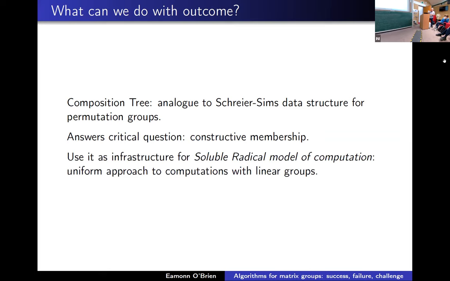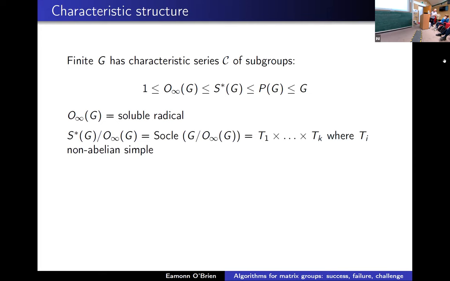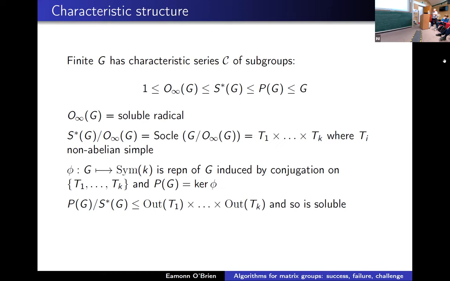All of this has been used as infrastructure for the soluble radical model of computation, which is a very uniform approach to computation with linear groups. What it does is it uses a characteristic chain of subgroups. Many people will be familiar with the terms of this. Essentially, we've got the soluble radical, and we've got the socle of G modulo the soluble radical, which is a direct product of non-abelian simple groups. We've got an induction by conjugation on these factors. This term is the kernel of this homomorphism from G to the symmetric group. And we have, of course, that this group is soluble.